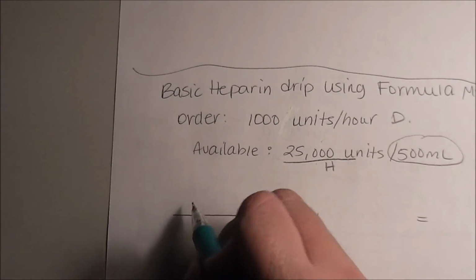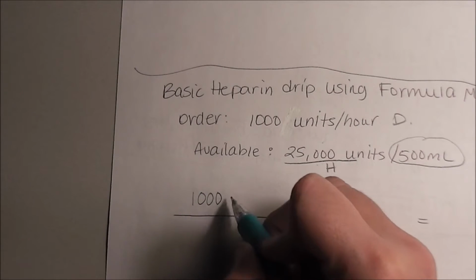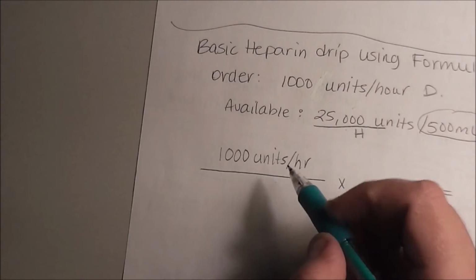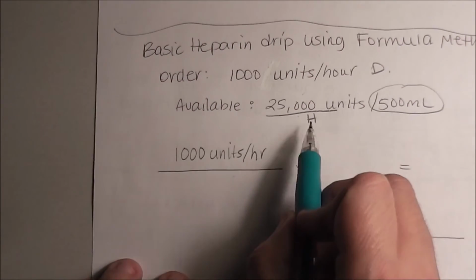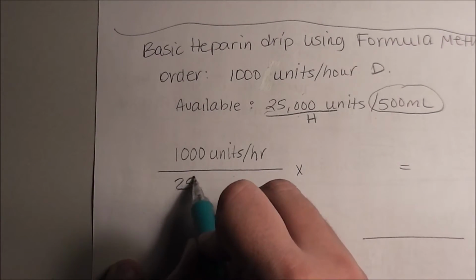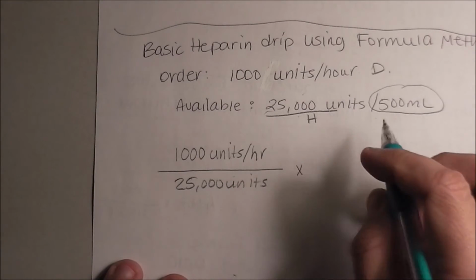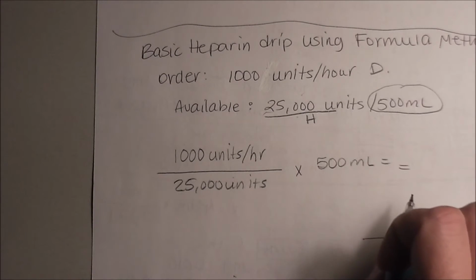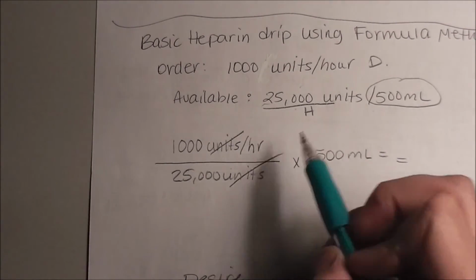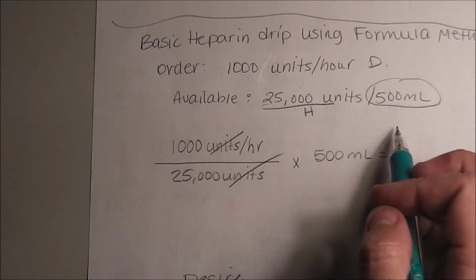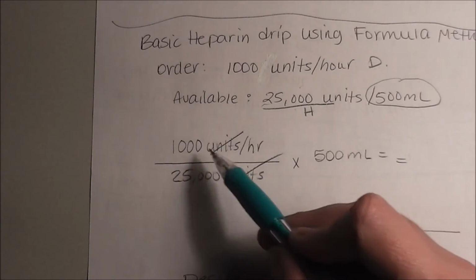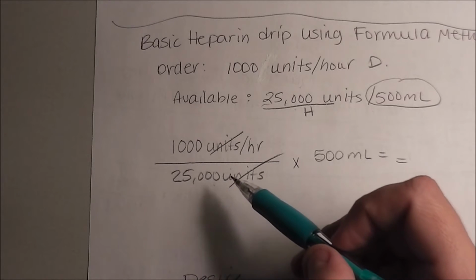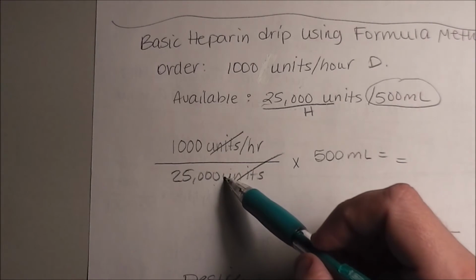So in your desire place, you have 1,000 units per hour. Your have goes under here. Your have is 25,000 units. And your supply is your 500 milliliters. I already had that. Your units cancel each other out. You take your 1,000 divided by 25,000.